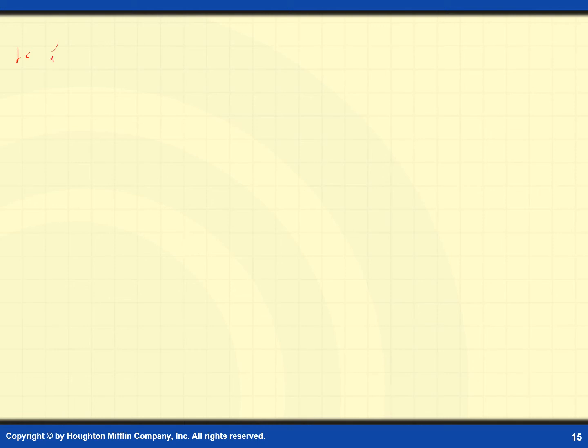Square root of a, square root of 3b is equal to square root of 3. So, ang first step natin dito, parehas na may square root, di ba?